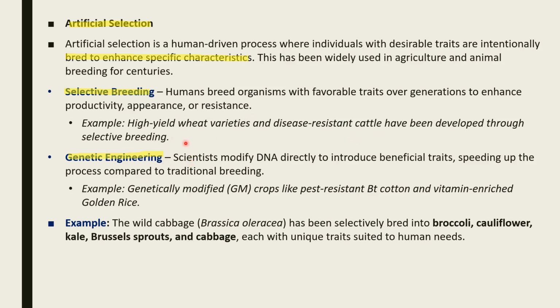So, for example, if you want high yield in wheat or fruit or anything, you can do selective breeding. While genetic engineering is where scientists modify DNA directly to introduce beneficial traits, speeding up the process compared to traditional breeding. For example, the wild cabbage Brassica oleracea has been selectively bred into broccoli, cauliflower, kale, Brussels sprouts, and cabbage, each with unique traits suited to human needs.